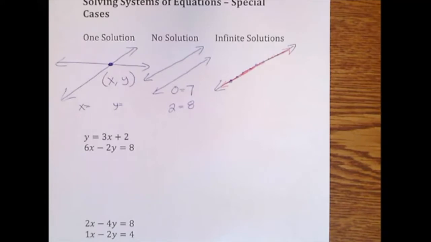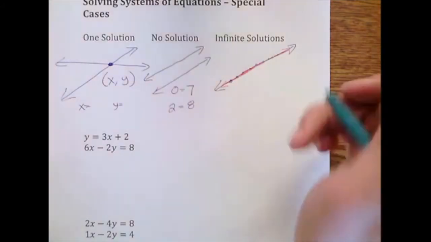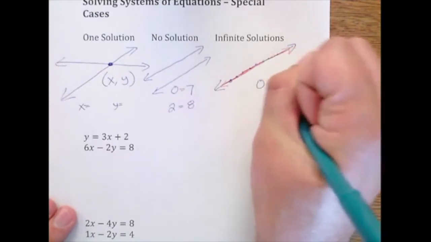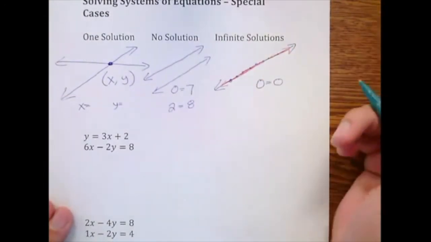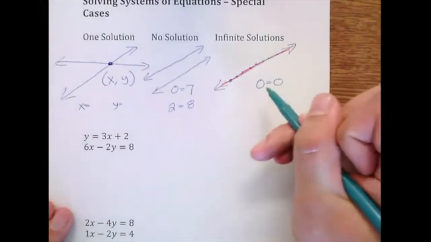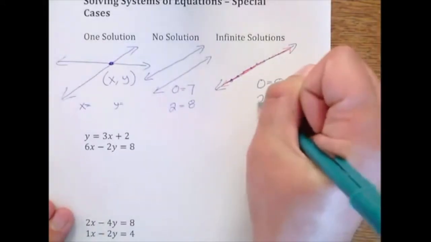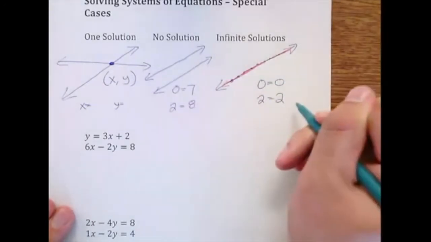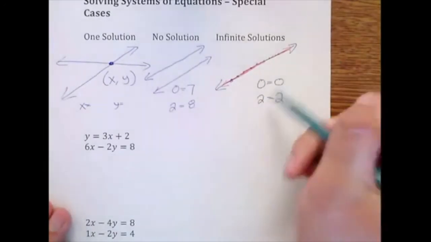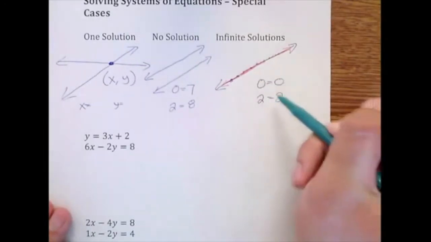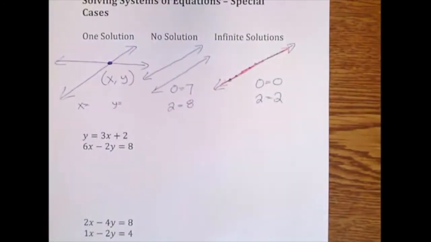So what that looks like when you're solving by substitution or elimination is all your x's and all your y's go away. You have no variables left. And you're instead left with statements like 0 is equal to 0. Well, is 0 ever equal to 0? Yes, all the time. You might get 2 is equal to 2. Is 2 equal to 2? Yes, all the time. When you get a case like this where it's the same number, that means infinite solutions.